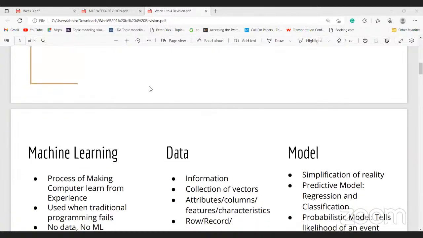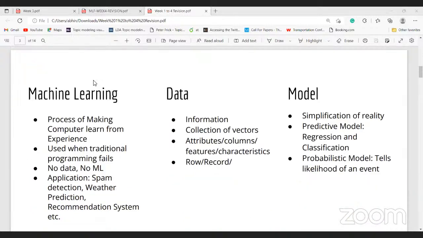So for week 1, first of all, machine learning is introduced. Machine learning is nothing but the process of making a computer learn from experience. So experience is nothing but data, the data that we feed. So what is the difference between traditional programming and machine learning approach? In traditional programming, we have rules in our hand. Okay, so mathematical rules we know. So it's easy.